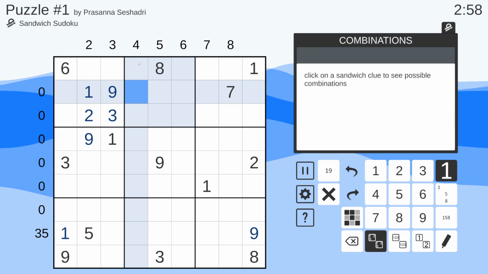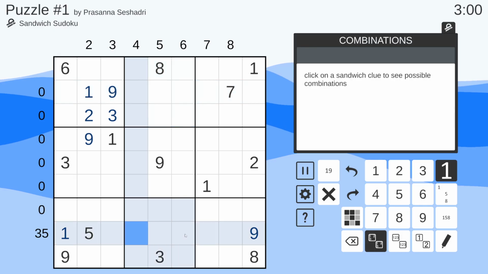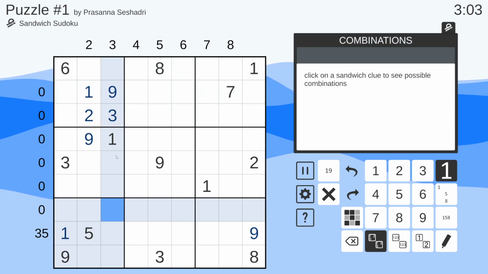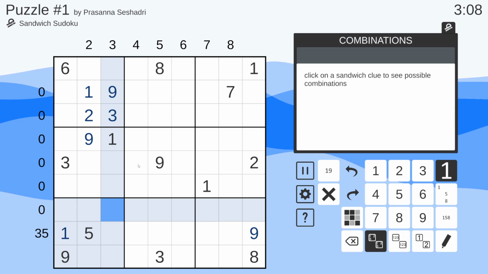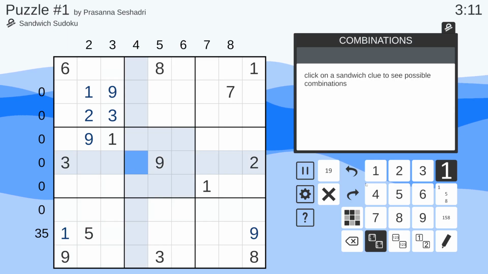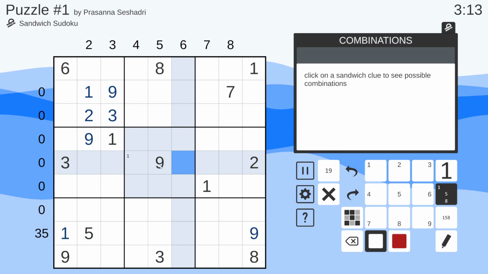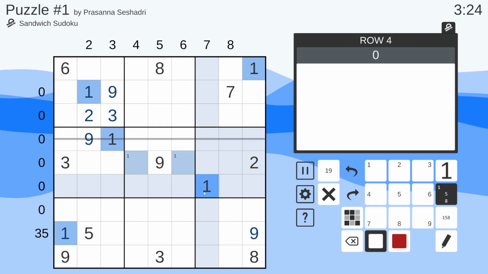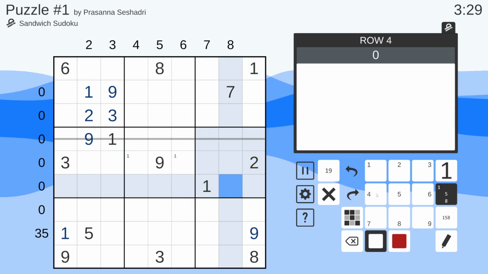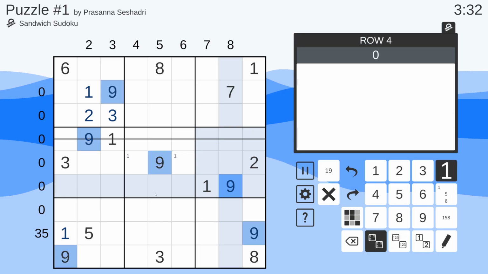So that doesn't really narrow things down. Let me see. Okay, so what about this? We have a 9 here, so 1 has to be next to it for the 0 to work out. 1 and 9 are together right here, so that 0 works out. The 9 can't be here, so the 9 has to be here for it to be next to each other.